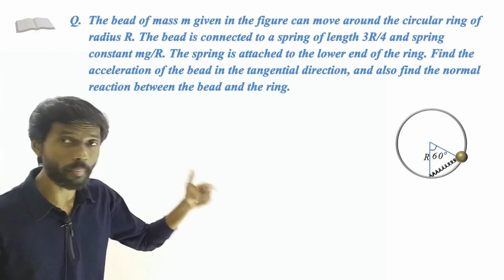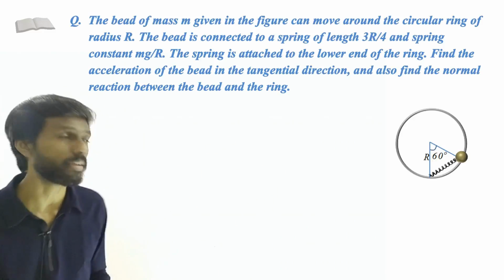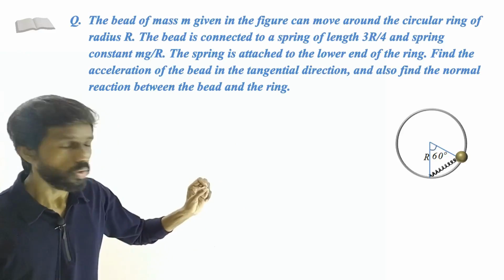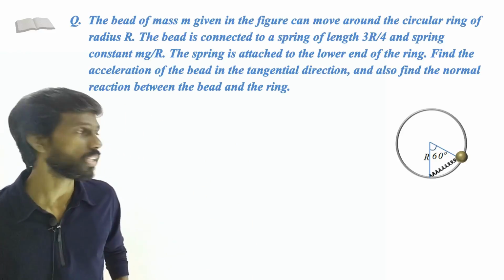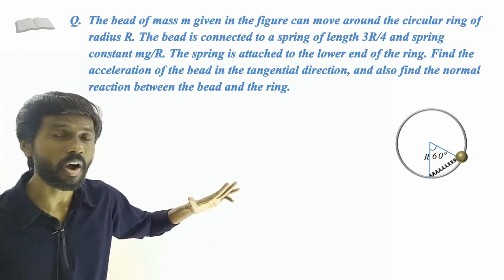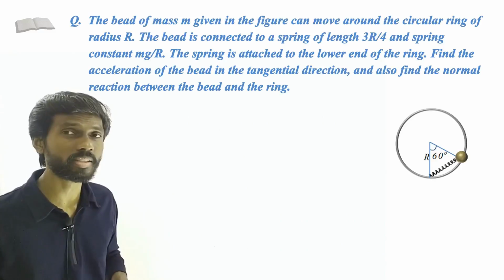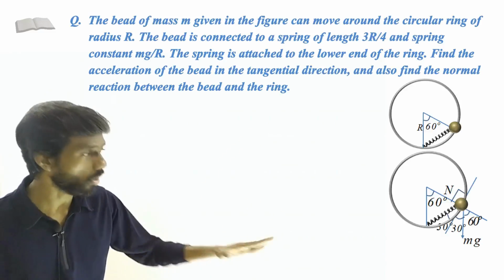Now at the moment when this angle is 60 degree, so that normal makes angle 60 degree. Now we have to find the forces acting on this bead. What are the forces acting on this in the tangential direction? We have to take the component of the spring force in the tangential direction, one force, and also we have the gravitational force mg, and then you have to take the component.